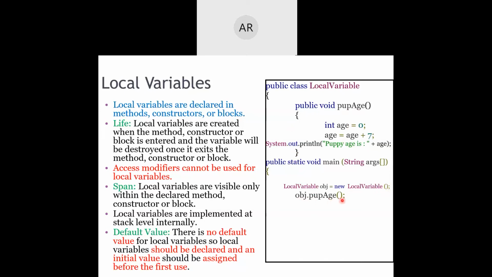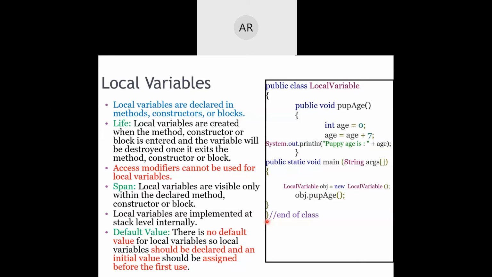obj.pupAge, the method name. Once I make a call to that particular method, the compiler will go and try to execute it. It will create a variable called age with the initial value of 0. Then it will add 0 plus 7 and put it back, reinitializing age as 7 here. And finally, it is System.out.println and it is going to print puppy age is 7. So that's the end of the void main and that's the end of the class.